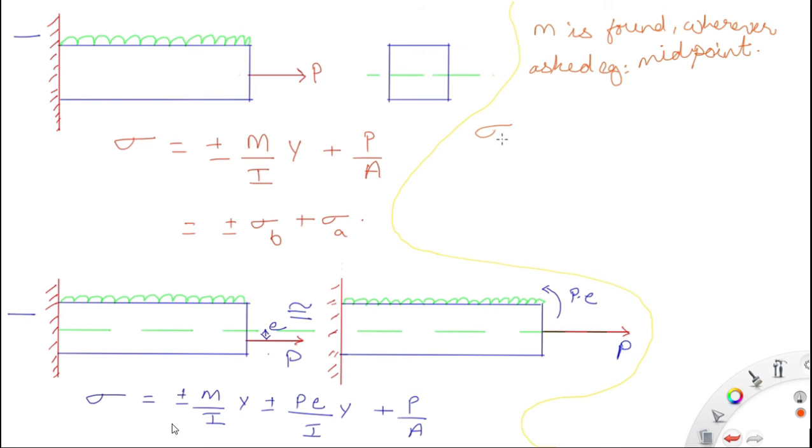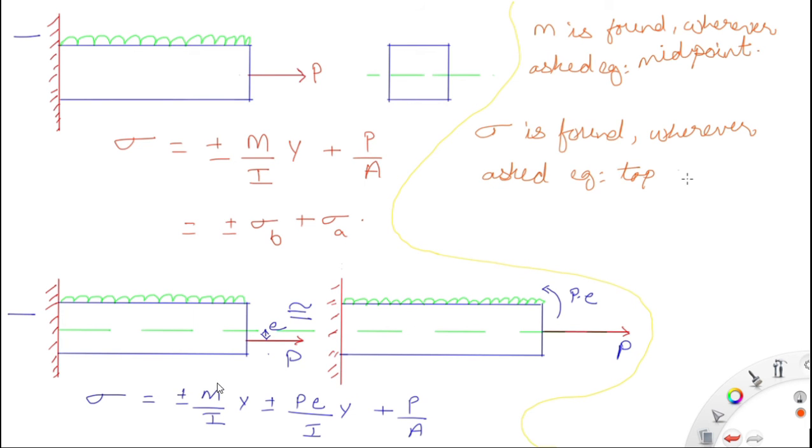So at any section you can find the M, means the bending moment. So at any section, if it is asked, you can find the bending moment, and then from the bending moment you can find the bending stress. Wherever you can find the bending stress depending upon the y value. So whether it's a top or bottom, you can find the sigma value based on that.